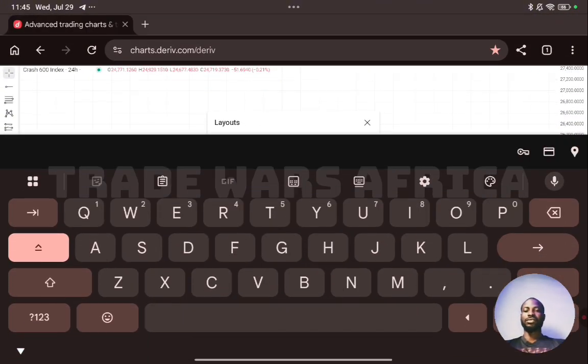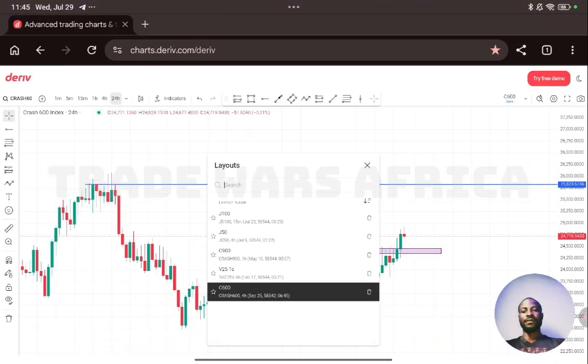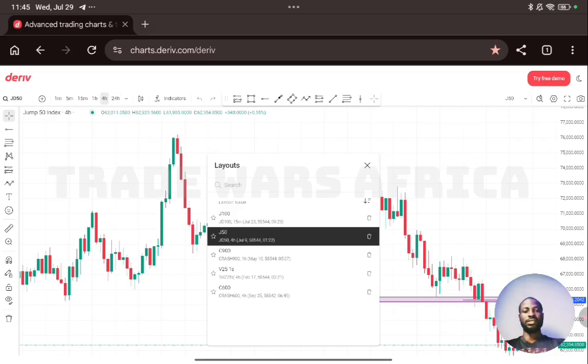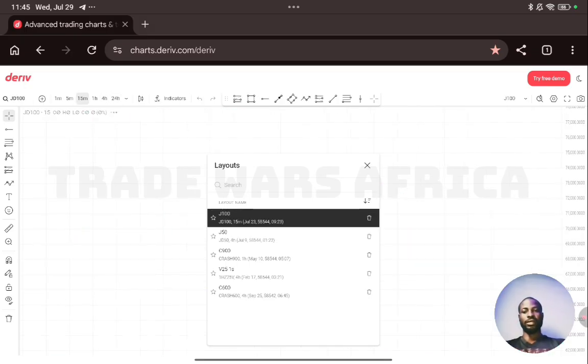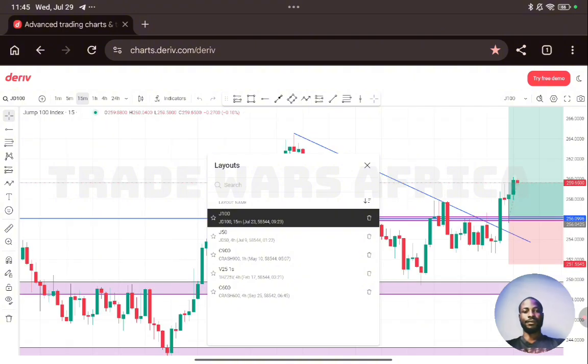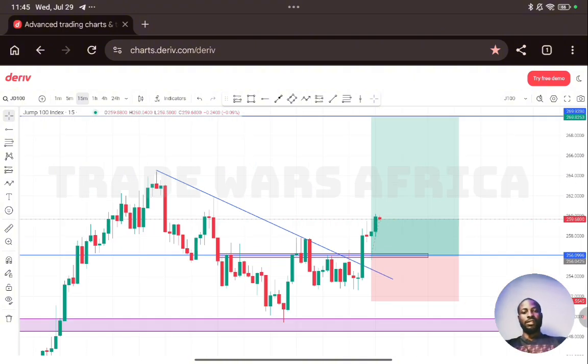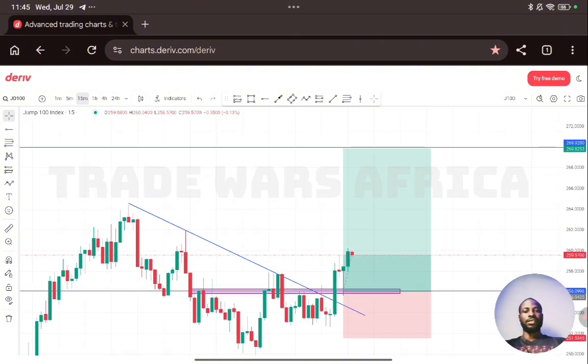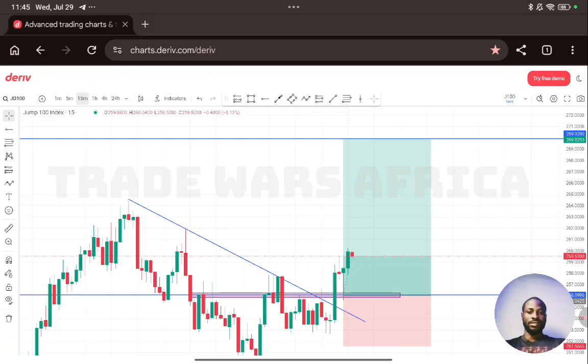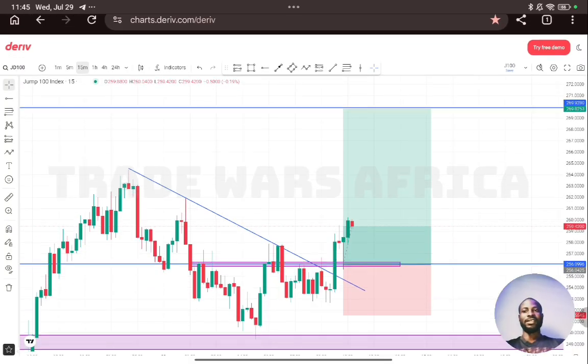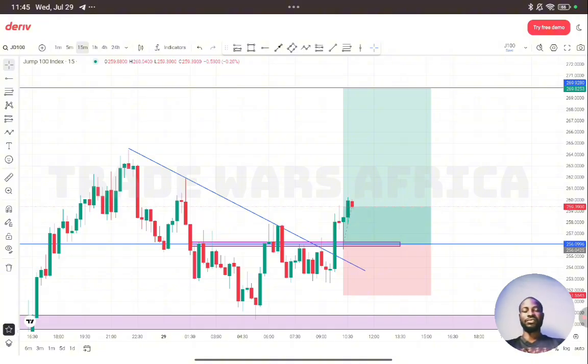So for now, we're just crossing our hands and waiting for the markets to do normal. So we are currently in this and we are waiting for the market to do the needful.